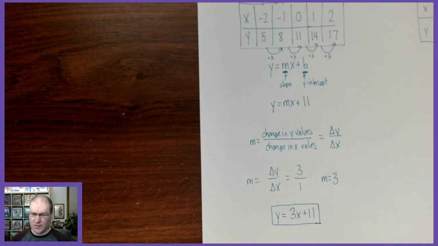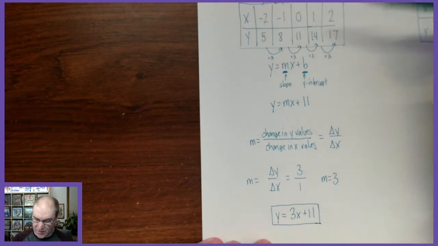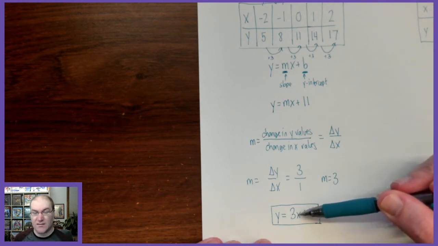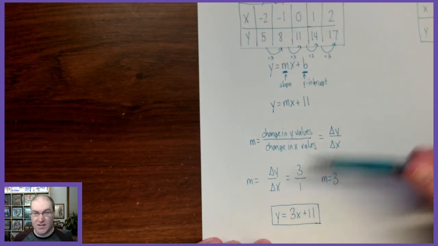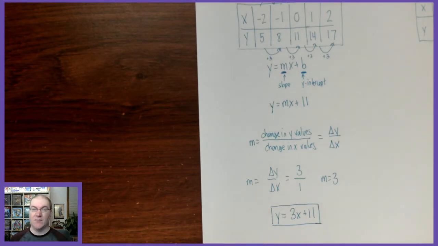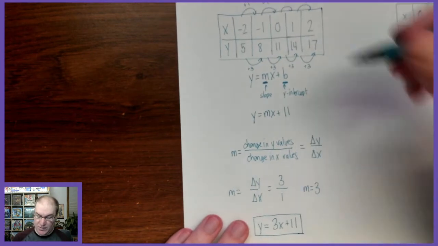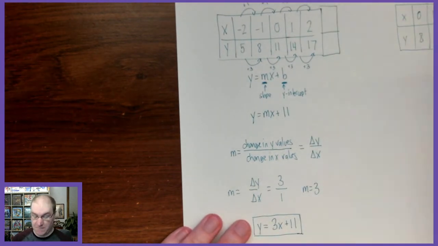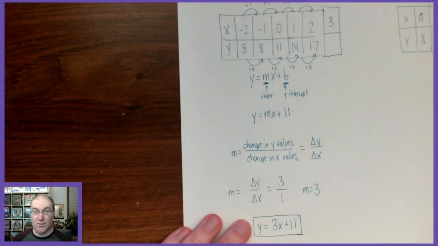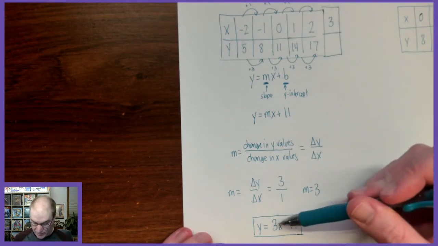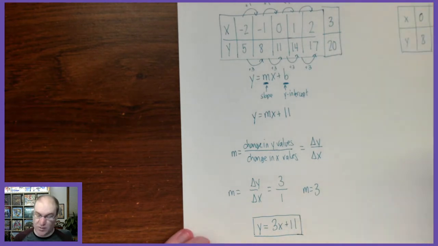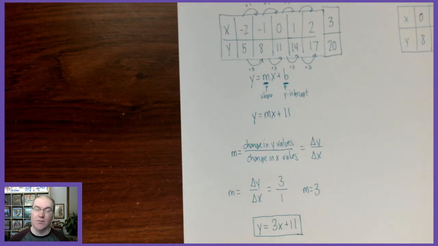And just to check our work here, I should be able to pick any x here and plug it in. If x is 2, 3 times 2 is 6. 6 plus 11 is 17, which is what the table says it should be. So all these values should work in the equation. I can also tack on another row or column in this equation and fill in more numbers if I'd like. So if x is 3, 3 times 3 is 9. 9 plus 11 is 20. The next column in this table is 20.